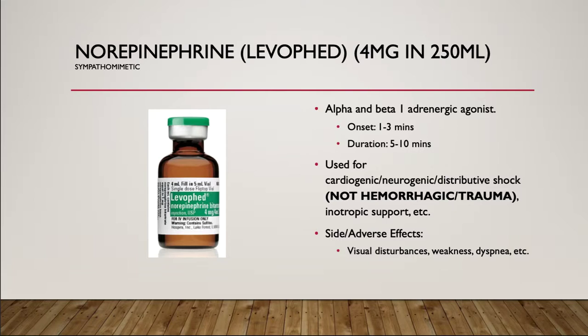It's tricky as far as administration goes. It's usually given in a pump and as a drip. More often than not, you're going to see infusions started at like 10 mics per minute, with a max of like 30 mics a minute. And usually you see titration to desired effect, right? So again, great for inotropic support and really useful to have in your toolkit.